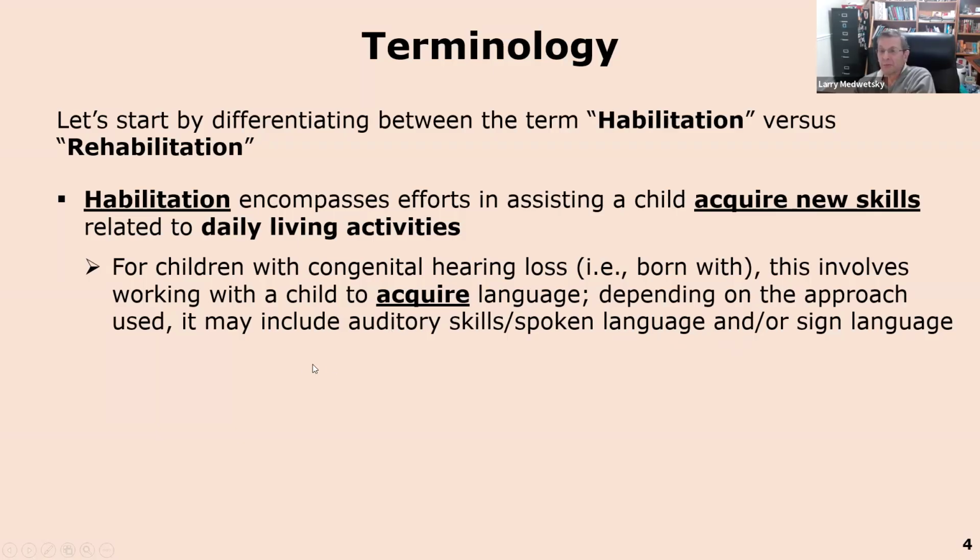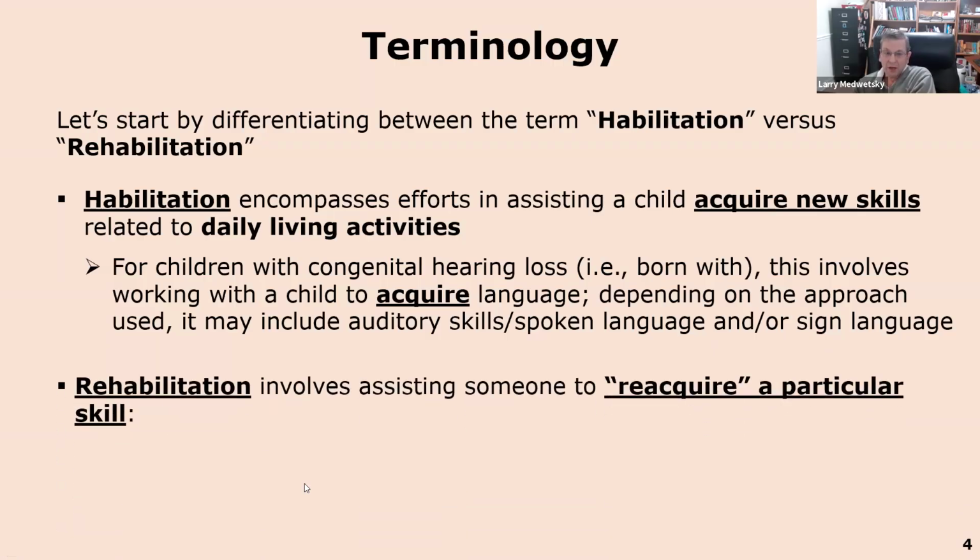Now, depending on the approach used, it may include auditory skills in spoken language, especially if the parents are hearing. But there are children who are born of deaf parents, or they're born of hearing parents who want their children also exposed to American Sign Language. So it may be one way spoken, it may also be sign language.